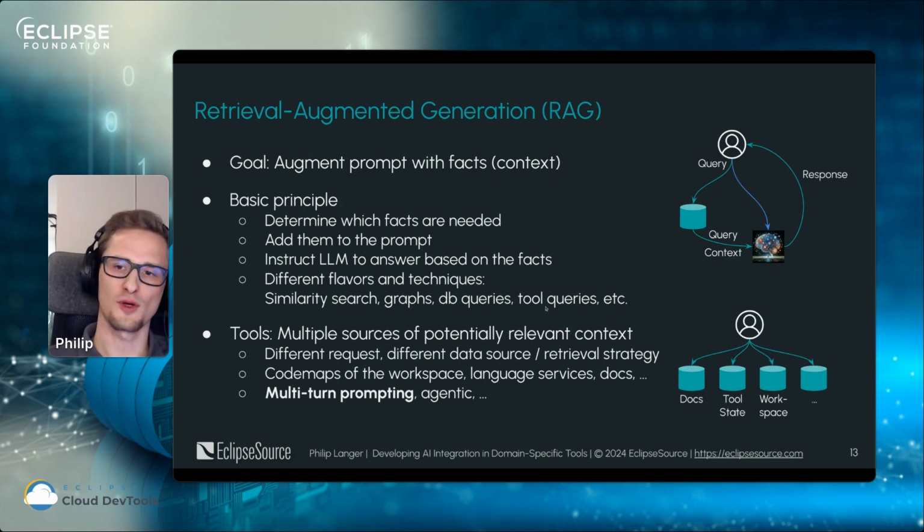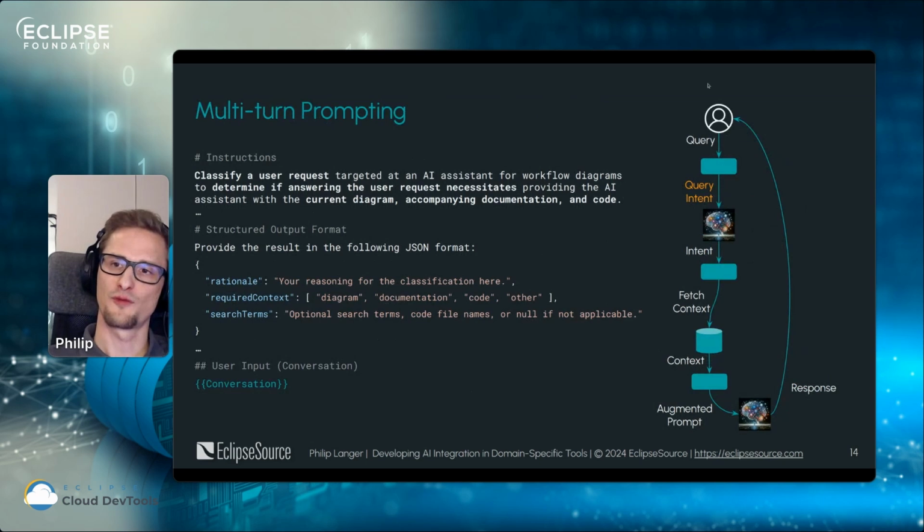And how multi-turn prompting extends this process is essentially that before we go to some sort of component to retrieve additional context, we actually use an LLM again to help us identify which context is actually required.